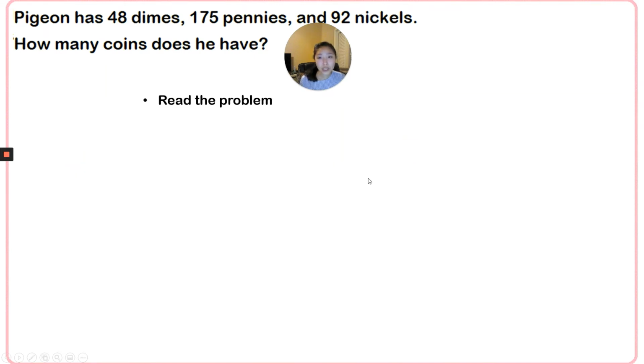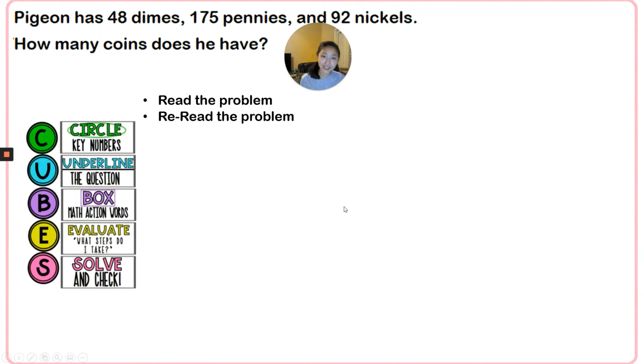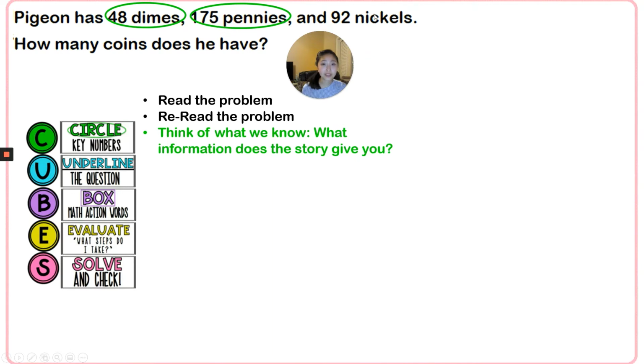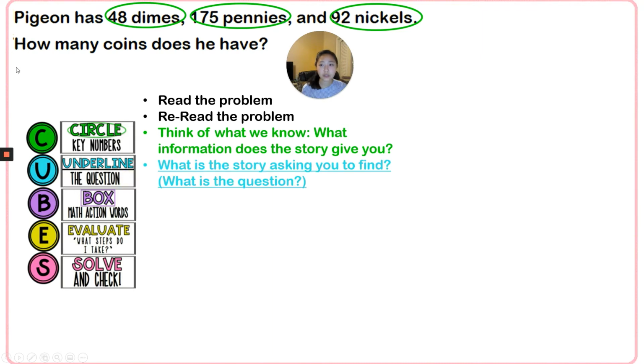Pigeon has 48 dimes, 175 pennies, and 92 nickels. How many coins does he have? Now you're going to pause and read it to me. Awesome. Now, let's get going. We're going to circle the information we know, which is the key numbers and the units. We have a couple different ones going on here already right in that first sentence. Pigeon has 48 dimes, 175 pennies, and 92 nickels. Nothing in that second sentence, so we're going to go right into underlining the question. Right there, how many coins does he have?